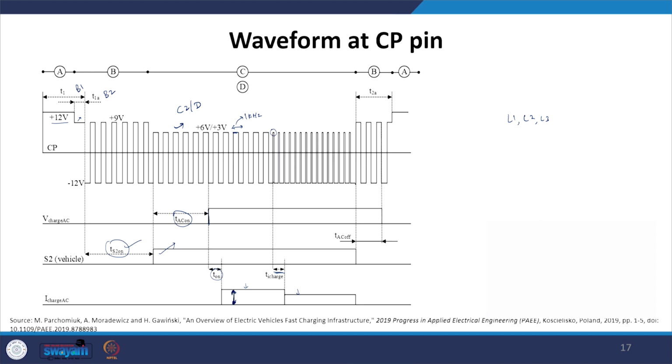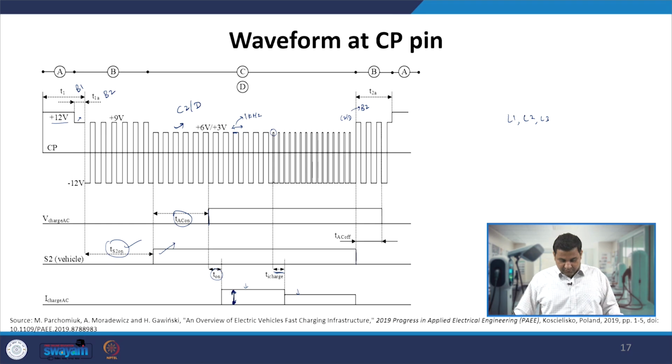And then after a certain point, once the vehicle understands that it is fully charged, the vehicle will change its S2 switch. That is when the vehicle moves from either C2 or D state to the next state, which is B2 state, where the voltage we are getting is plus 9 volt and PWM is activated. That means EVSE is ready for charging, but the EV is not ready for charging.